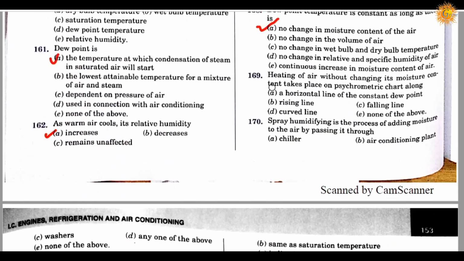Question number 169. Heating of air without changing its moisture content takes place on the psychrometric chart along: option A, horizontal line of the constant dew point; option B, rising line; option C, falling line; option D, curved line; option E, none of the above. So the correct answer to 169 is A. It's a horizontal line of the constant dew point.